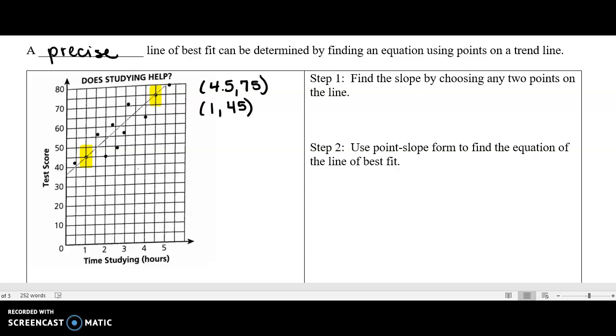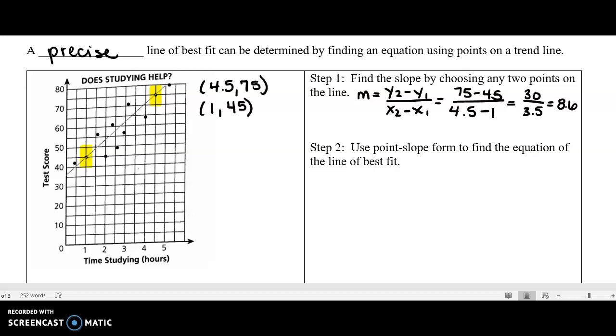How do we find the slope using 2 points? Hopefully you guys remember this formula. M equals y2 minus y1 over x2 minus x1. So I'm going to plug that in here. 75 minus 45, taking my 2 y values, over 4.5 minus 1. I get 30 over 3.5, which is 8.6.